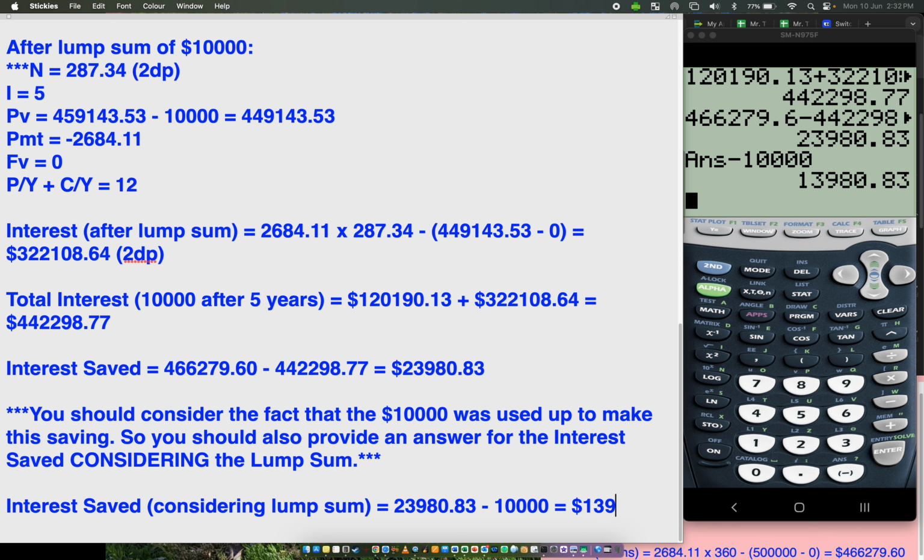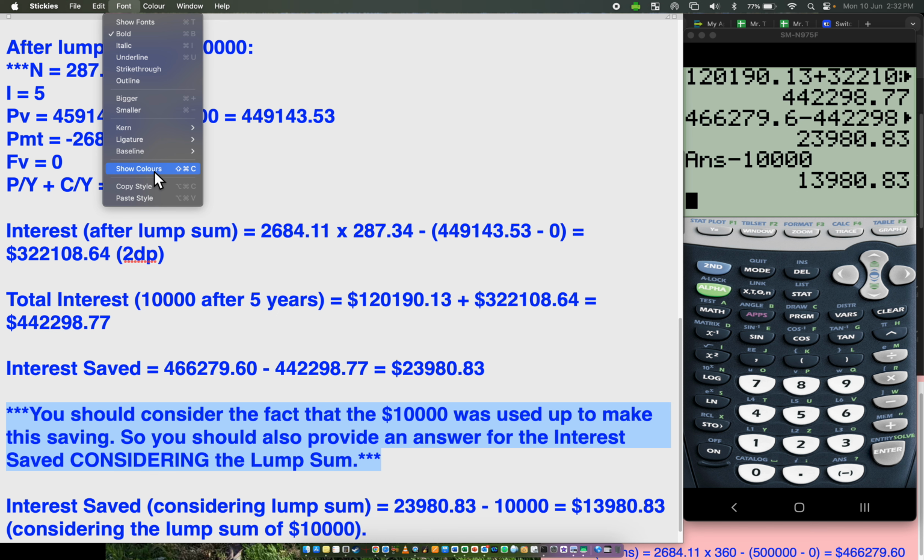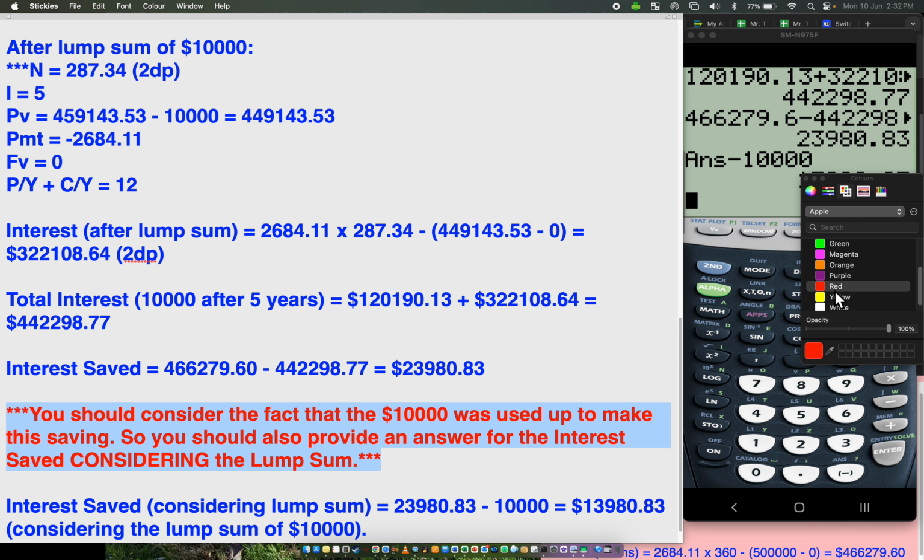So if you really want to be technical about it, it only really saved you $13,980.83, which is more than the lump sum, but that is considering the lump sum of 10 grand. Okay? I would suggest that in your DI, you show both. It's literally find this answer and then subtract the lump sum off of it to provide both and explain what you did. Okay, I'll just show that in red real quick.